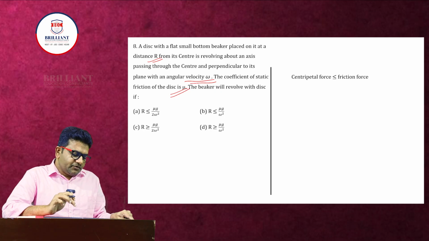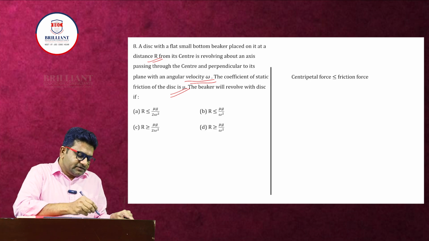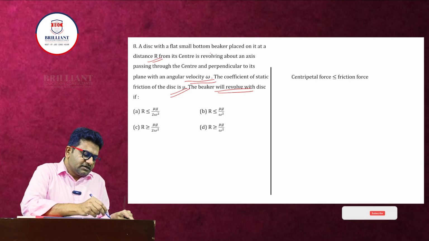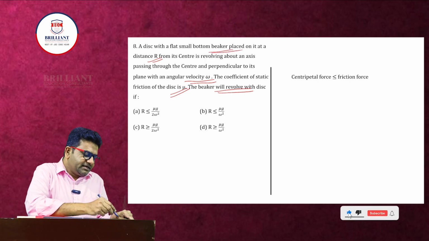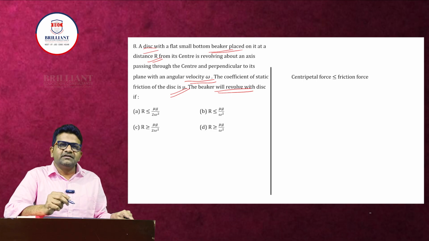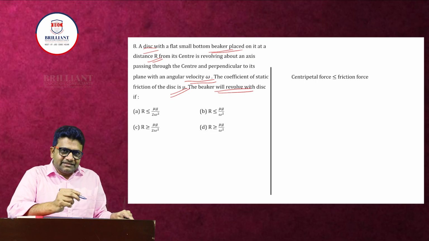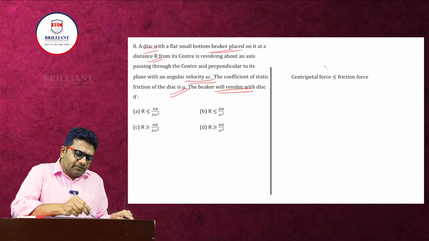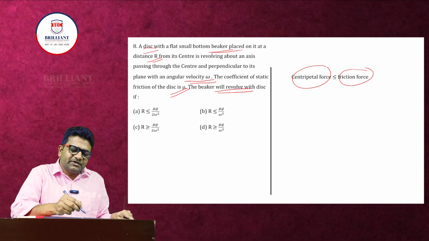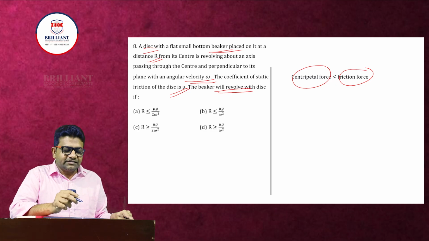See, here you can see it is a circular motion. The disc and the beaker undergo a circular motion. In every circular motion there should be a centripetal force. Here the centripetal force is provided by the frictional force. So we can say the centripetal force should be less than or equal to the friction force.